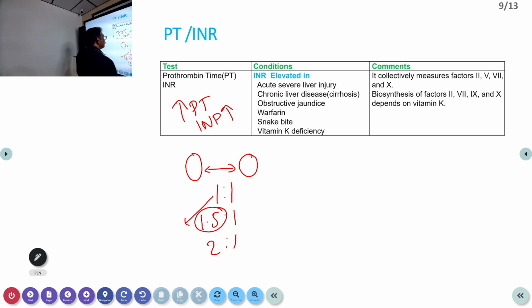But in chronic liver disease, most of the time the patient can have an INR of 2 or 3, and it may be 2 or 3 for a longer period. Even then they may not bleed. But in acute paracetamol poisoning or drug toxicity or alcohol induced acute liver injury or viral hepatitis, if the patient's INR elevates more than 1.5, it is a danger sign.